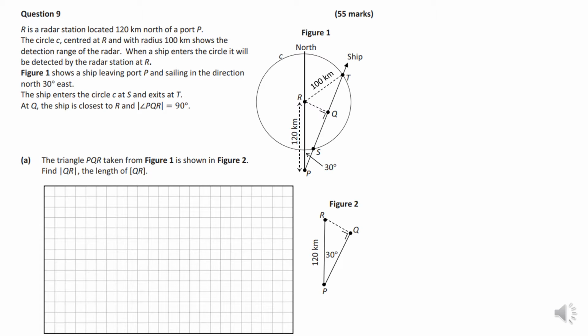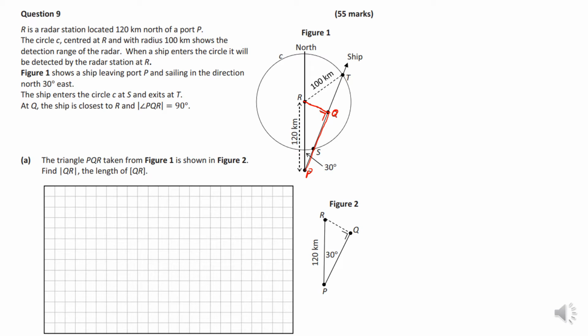Okay, so figure 1 shows a ship leaving the port P and sailing in the direction north 30 degrees east. The ship enters the circle C at S and exits at T, so it passes through the circle. At Q, the ship is closest to R, and the angle PQR is 90 degrees, so that's also shown there. Angles are named from and to, so from P to Q to R, the vertex of the angle will be at the middle letter Q, and right there it is 90 degrees.